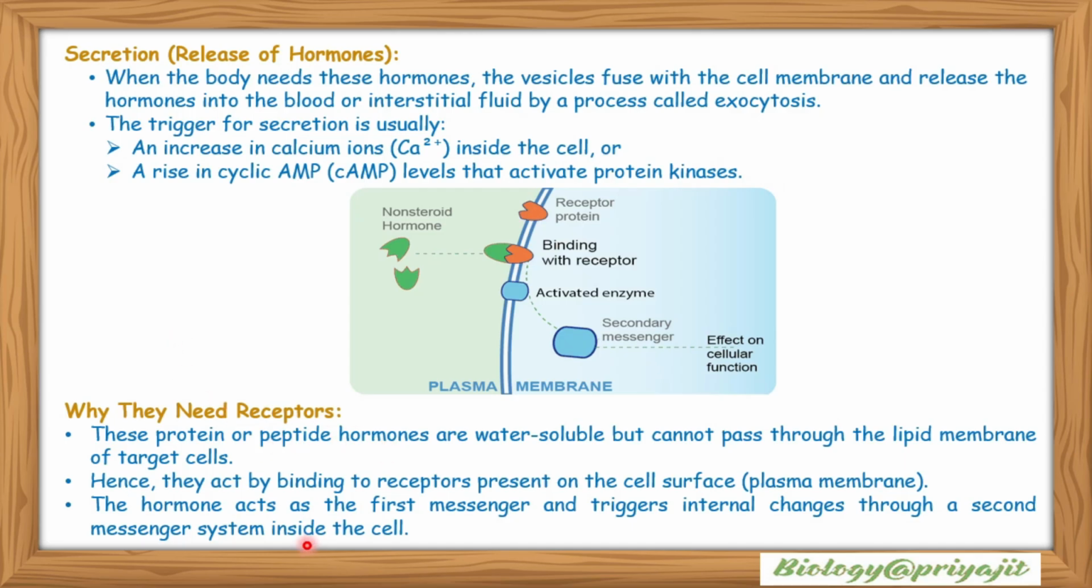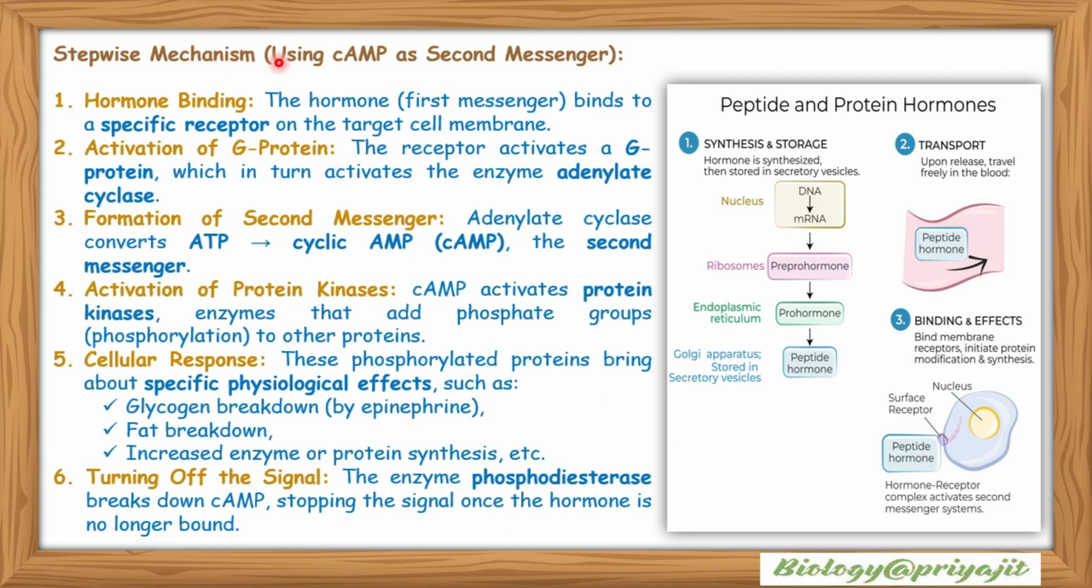Why do they need receptors? Basically, these protein or peptide hormones are water soluble but cannot pass through the lipid membrane of target cells. Hence, they act by binding to receptors present on the cell surface or plasma membrane. The hormone then acts as the first messenger and triggers internal changes through a second messenger system inside the cell. Stepwise mechanism using cyclic AMP as second messenger.